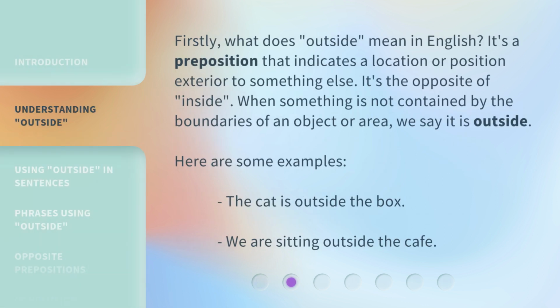Firstly, what does outside mean in English? It's a preposition that indicates a location or position exterior to something else. It's the opposite of inside. When something is not contained by the boundaries of an object or area, we say it is outside. Here are some examples. The cat is outside the box. We are sitting outside the cafe.